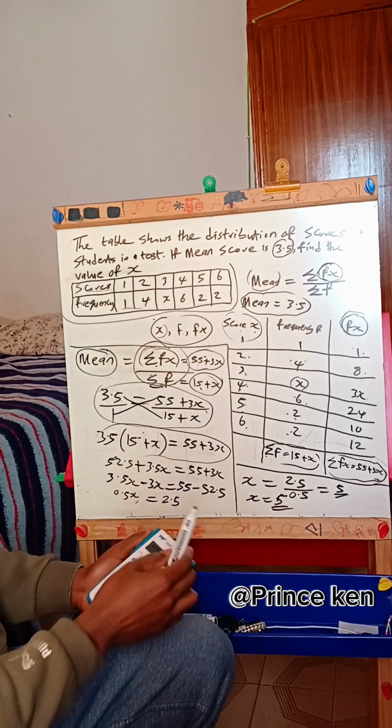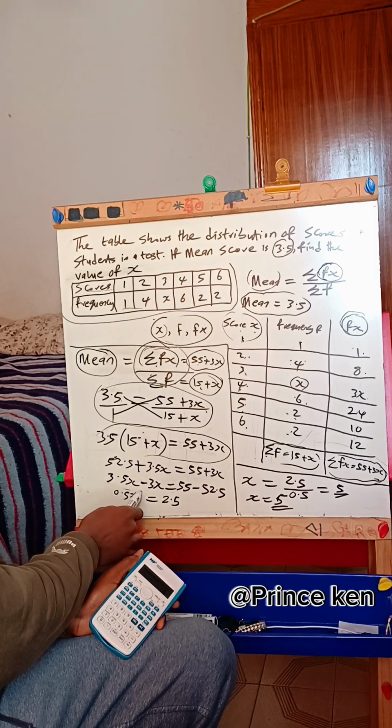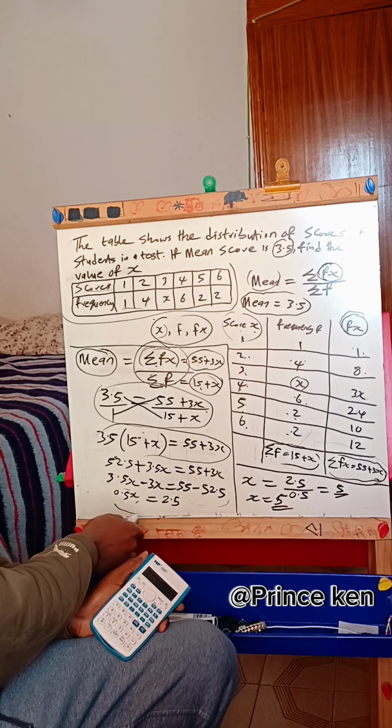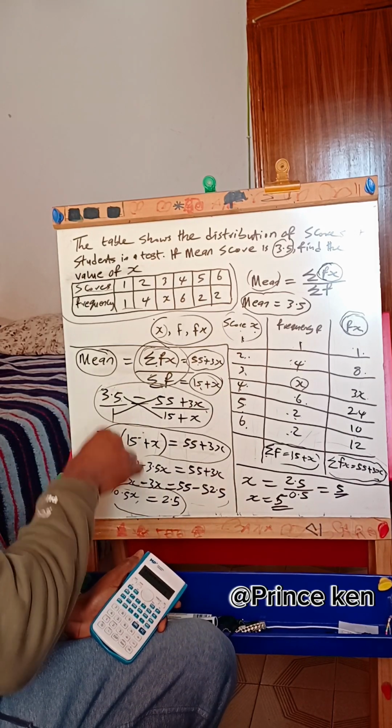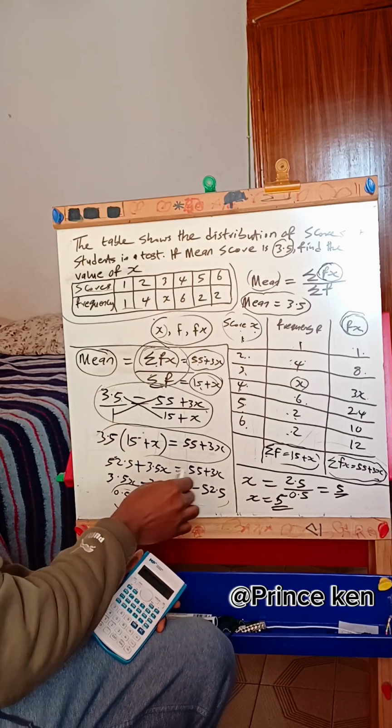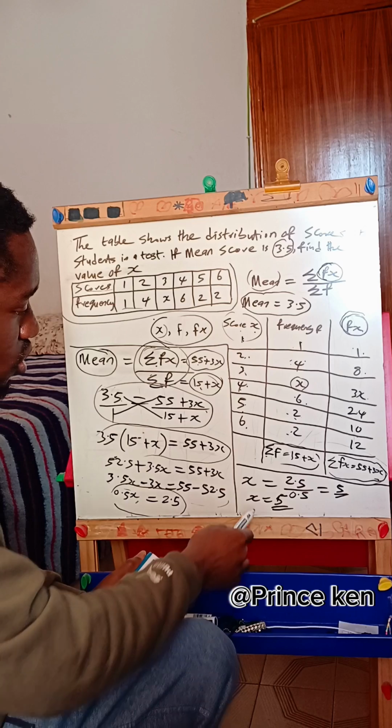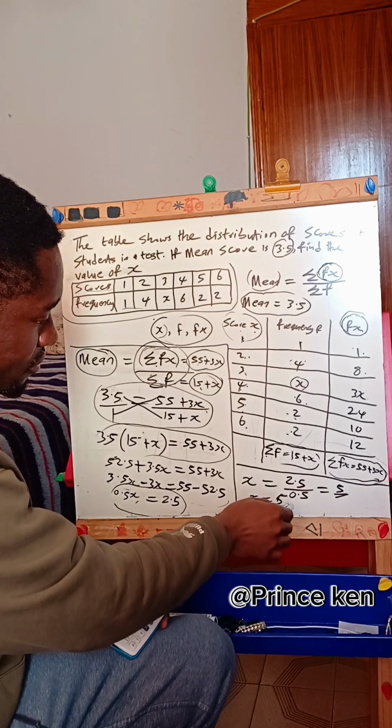After collecting your like terms, you get this and also this. Then you have to make x the subject of the formula. Then it will give you 5. So your x is equals to 5.